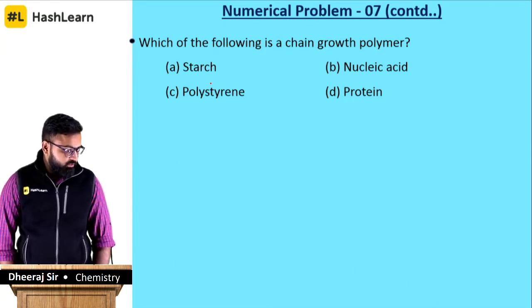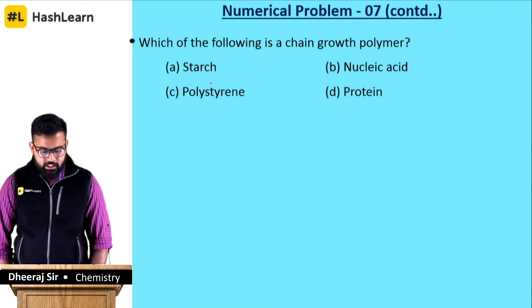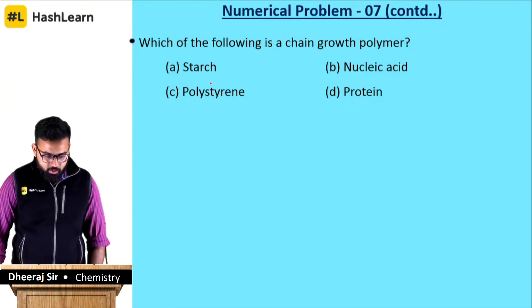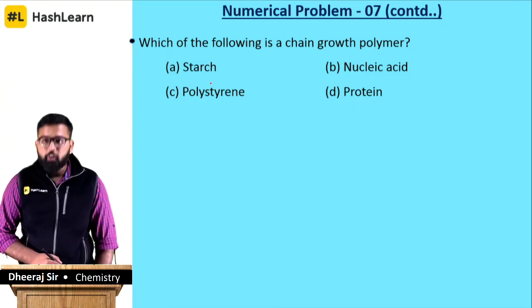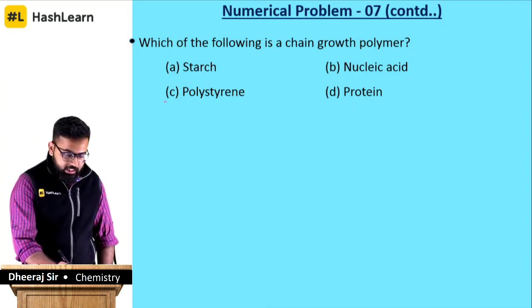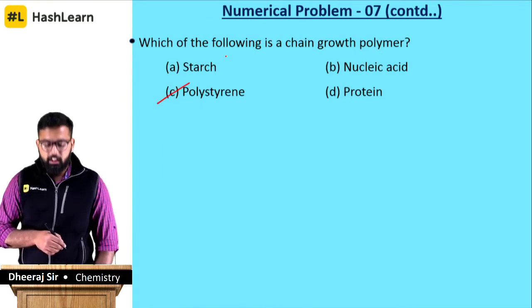C is the first answer that I received. Then it is BB, and Ria also says it is C. So it is C, BB, and C. It is not nucleic acid, guys. Option C is right. It is polystyrene.